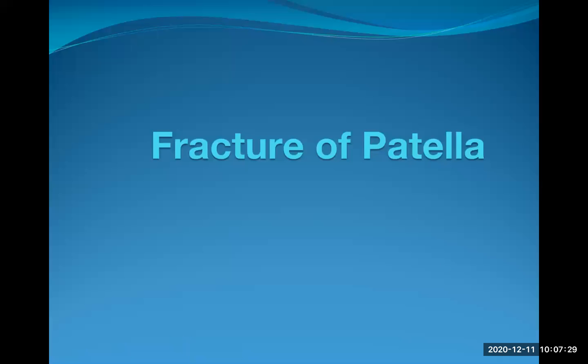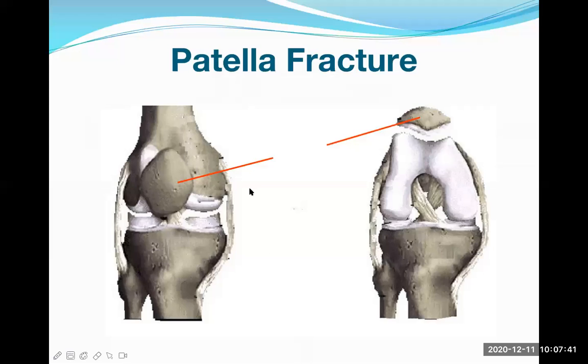Now, I have moved to the last part of this big topic, that is knee injury. So let's talk a little bit about fracture of the patella. So in clinical practice, patella is also commonly fractured. Now, this is the patella. Patella is a type of sesamoid bone because it develops inside the quadriceps femoris tendon, and it is the biggest sesamoid bone in our body.